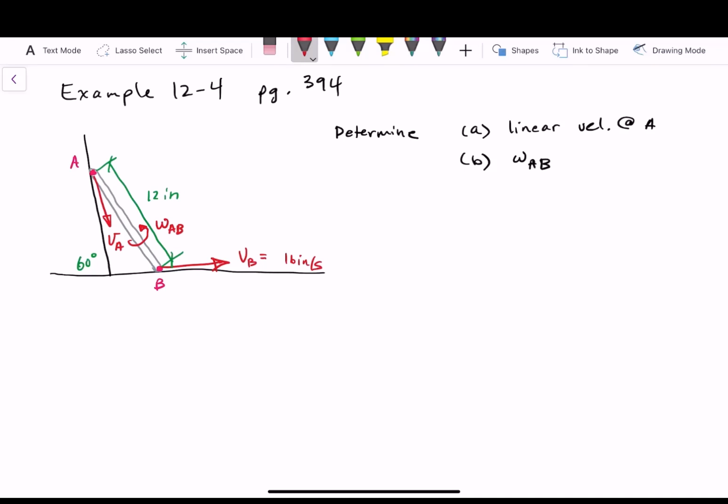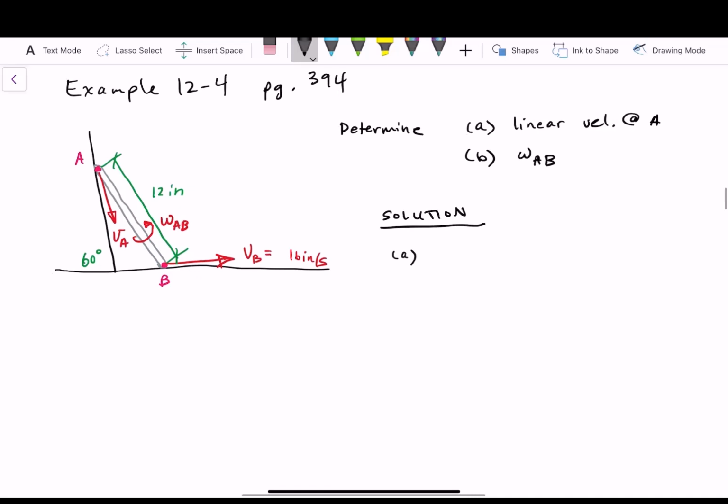So the very first step that we always complete when we are doing these problems is to write out our relative velocity equation. So for part A, we are going to say that VA is equal to VB plus, remember our subscripts need to cancel out here, so it would be VA with respect to B.